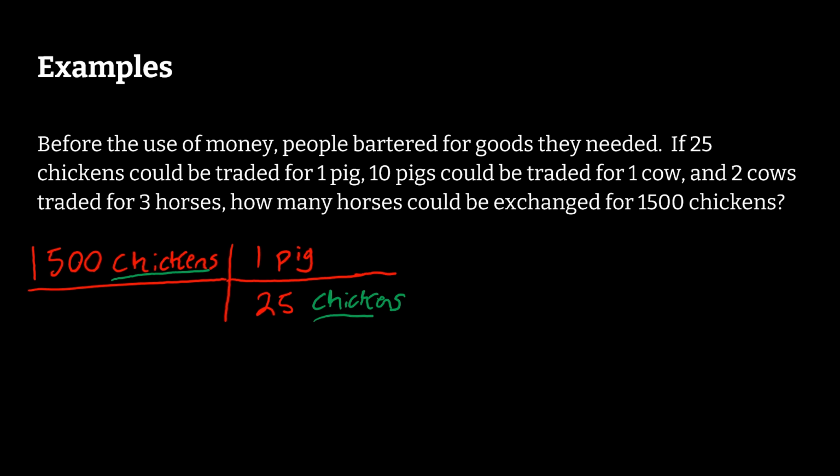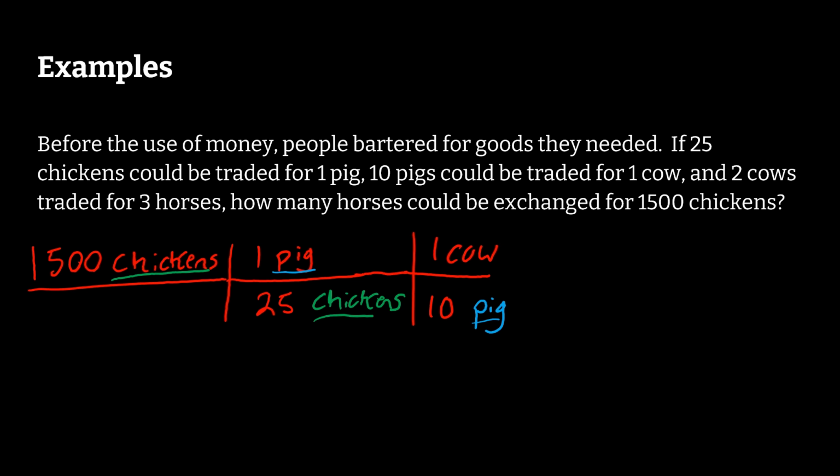We are left with pigs, but we need to continue this in order to convert our pigs over to our cows next. So we have our 1 pig on top, so our pig will be on our next diagonal. From the conversion that it provides us, it says that 10 pigs can be traded for 1 cow.